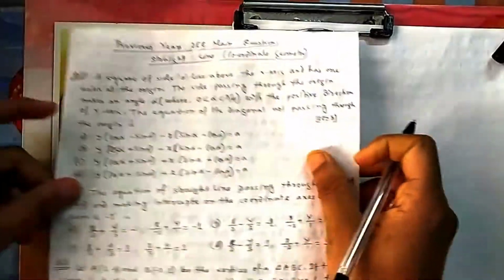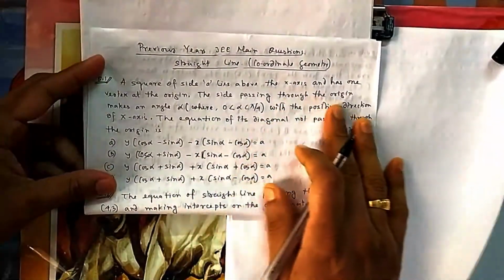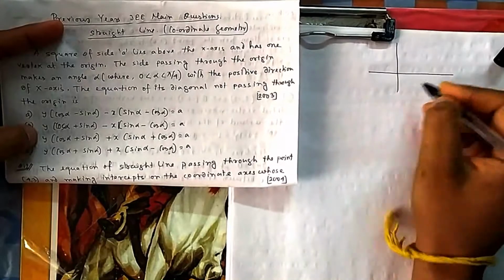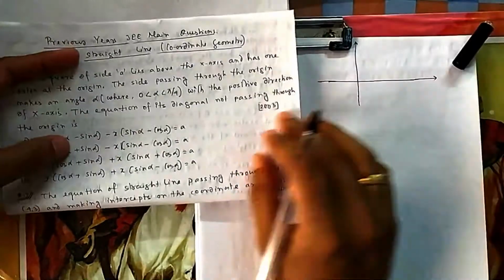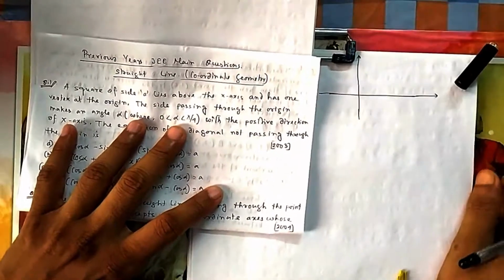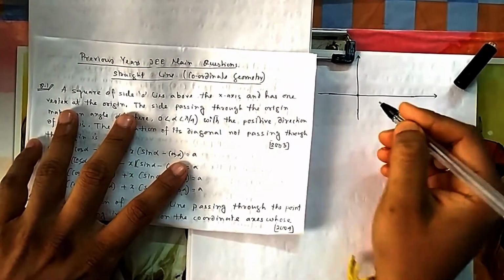In question number 1, what they are asking: a square of side A lies above the x-axis and has one vertex at the origin. If I draw, because in coordinate geometry drawing is more important, we will try to draw in each and every question, even if it is necessary or not, so it will be a good habit for you. The square of side A lies above the x-axis and has one vertex at the origin.